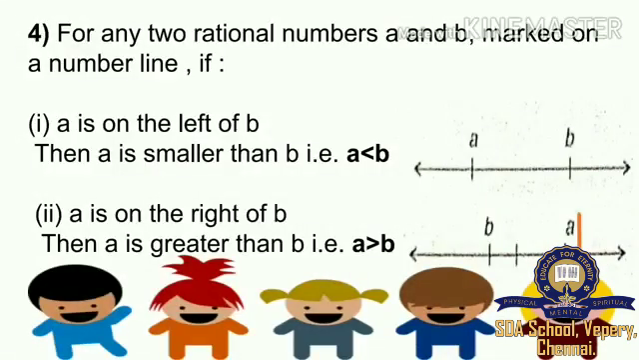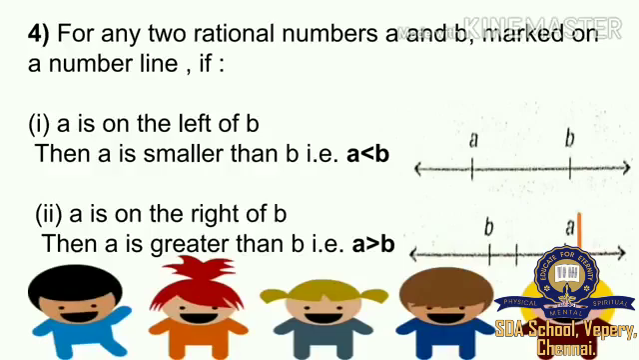Next, this is an easy one. They will ask it for 1 mark only, okay? For any two rational numbers a and b marked on a number line, if a is on the left of b, then a is smaller than b. We usually learn that this is 0. On the right side it will increase, and on the left side it will decrease, right? If a is on the left of b, then a is smaller than b. If a is on the right of b, then a is greater than b.